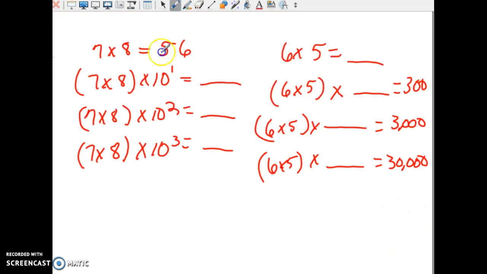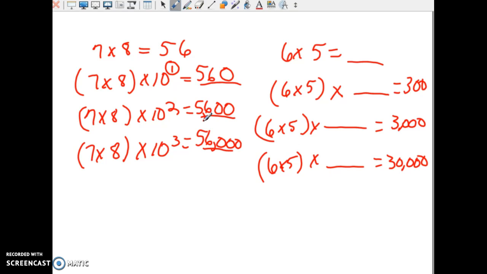Okay, so we know that 7 times 8 is 56. And what's our exponent? 1. So how many zeros are we going to add? 1. And 56 times 10 is 560. Again, we know that 7 times 8 is 56. And we know that 10 times 10 is 100. So we're going to add 2 zeros to that. We know that 7 times 8 is 56. We know that 10 times 10 is 100 times 10 is 1,000. So we're going to add 3 zeros to that.